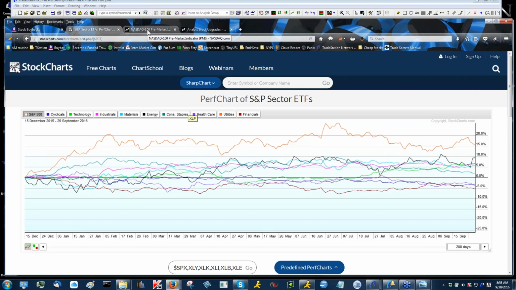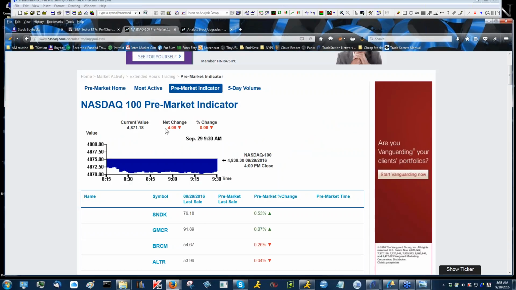Other things I'm looking at in the pre-market: if you go to the NASDAQ website, and again I have this in my platform, but I tried to come up with websites you can go to if you don't have all this in your platform. This is the NASDAQ pre-market indicator. It gives you a flavor of what you might be looking at in terms of the open. This is pretty flat here, not a whole lot, but if all of a sudden this was showing minus 40, minus 50, different story. So that's something you can look at.